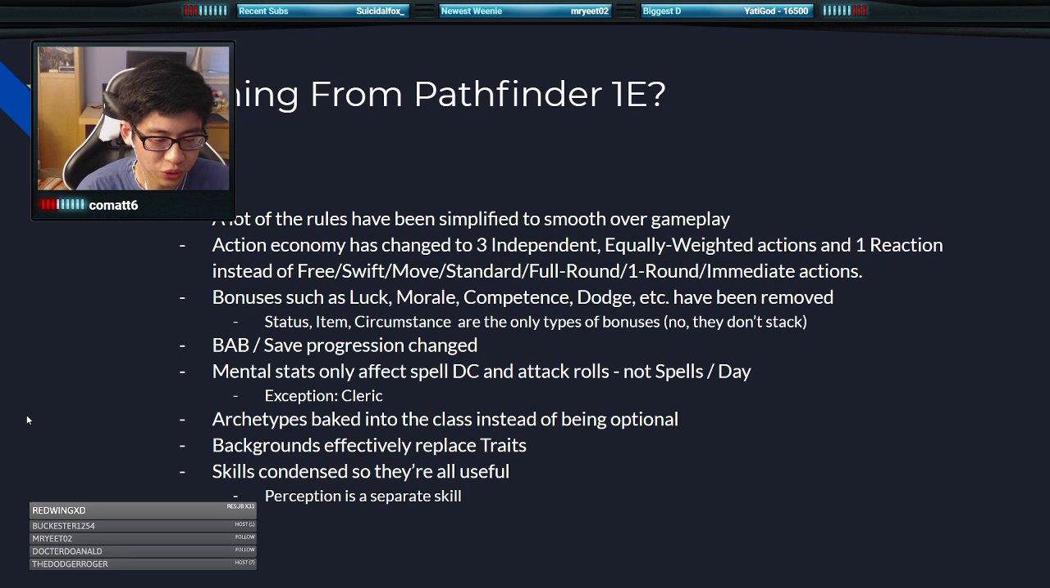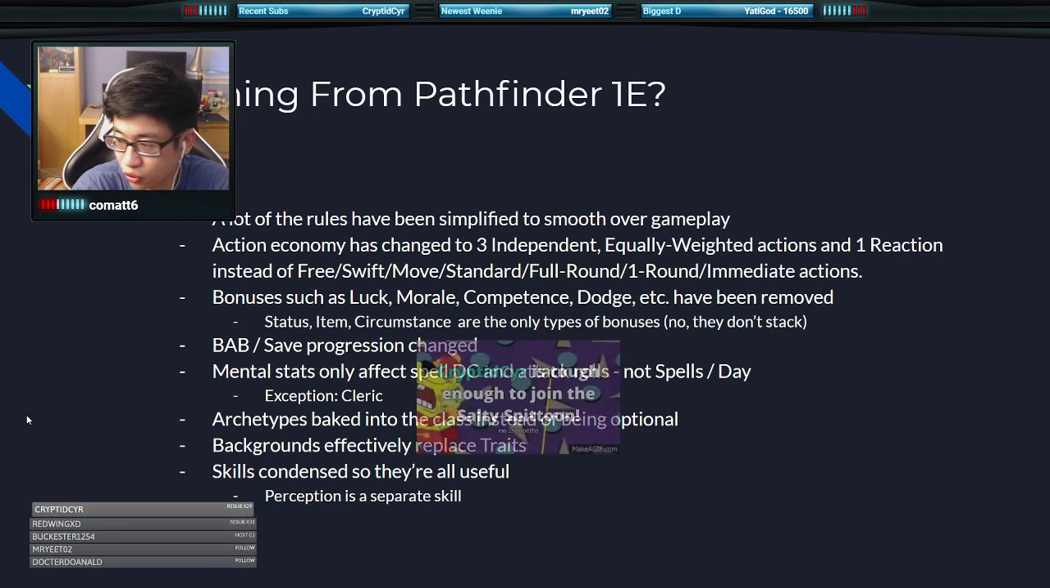And then you would have a swift action if you had a swift action, and on top of that, you could take a move action, which could either be a move or a move equivalent action, a standard action, which was either an attack or casting a spell or another move. There are full round actions, which takes up both your move and your standard.